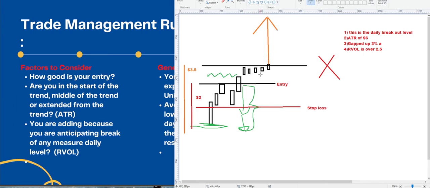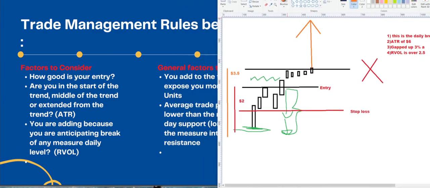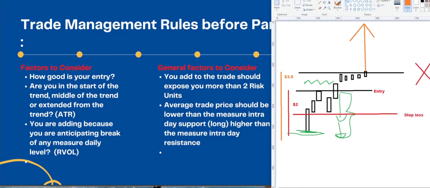Because this is a very narrow consolidation, my stop loss would always be like this. This is still going to be the stop loss. So my stop loss wouldn't be changed, because it did not go that much higher. But when you add, always remember the general factor that your add to the trade should never expose you to more than two risk units. So for instance, your risk unit is $150 for each trade.